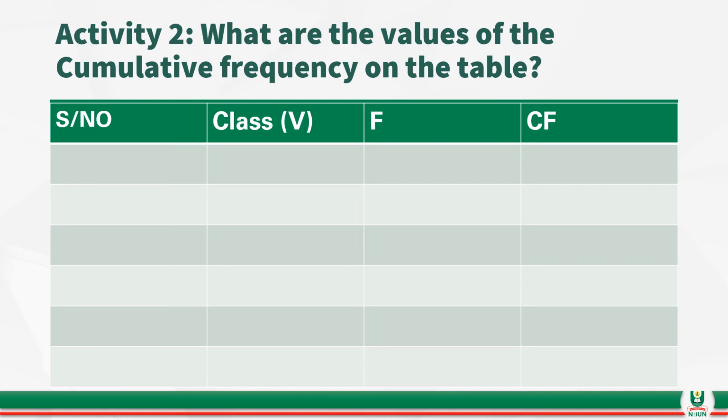So activity 2. What are the values of the cumulative frequency on the table? Now, we've talked about lists, we've talked about frequency table, we've talked about relative frequency. Now we will talk about the last one, which is the cumulative frequency. These are the four ways of presenting data in a tabular form. So the cumulative frequency, what are the values that will go into this cumulative frequency?